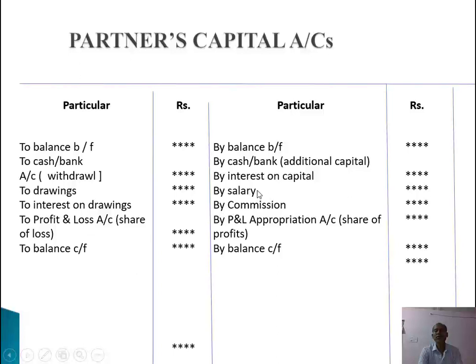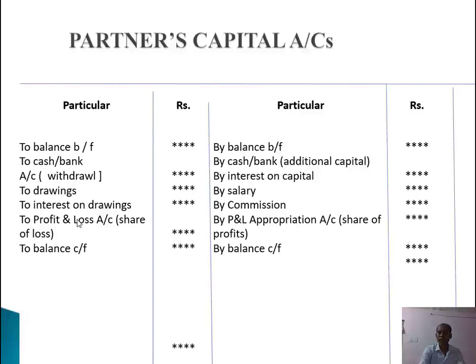On the credit side, these are the incomes of the partner, and these are the expenditures of the partner. So salary is income, commission is income, and the share of profits in the profit and loss appropriation is income. And here drawings is an expenditure, interest on drawings is also an expenditure, and the loss is an aspect which lessens the balance of the capital.